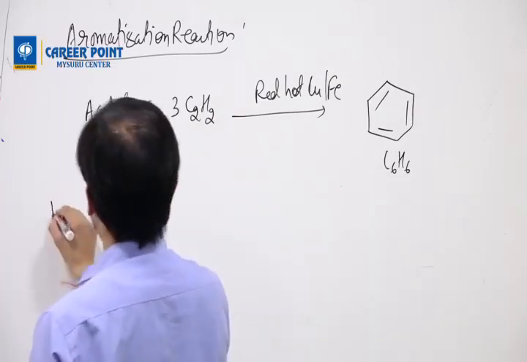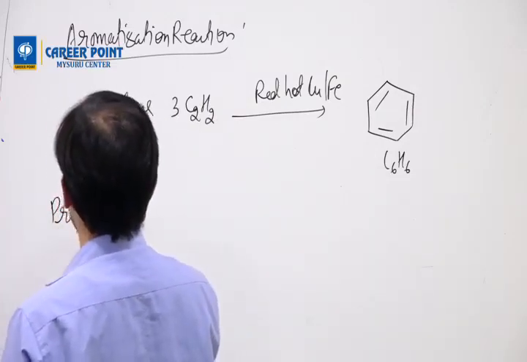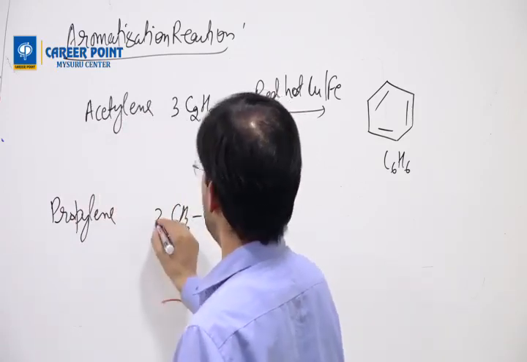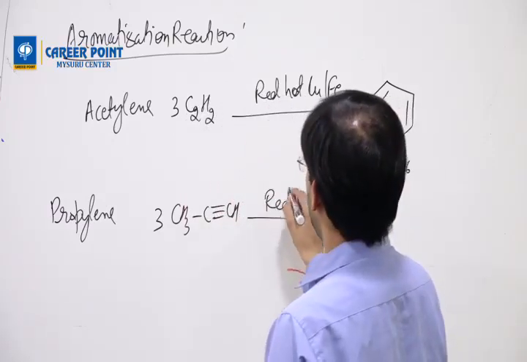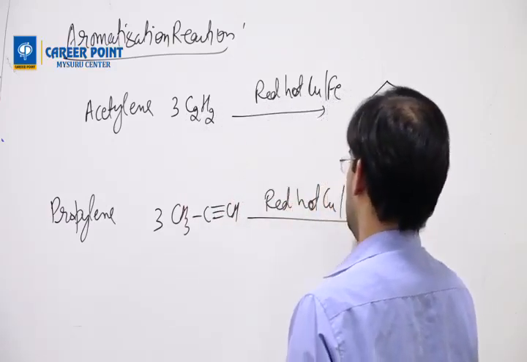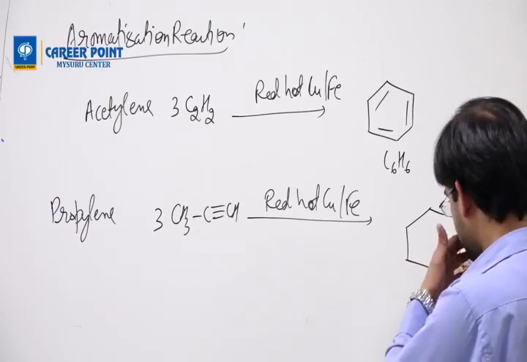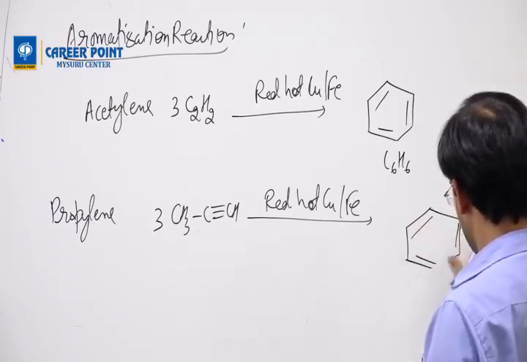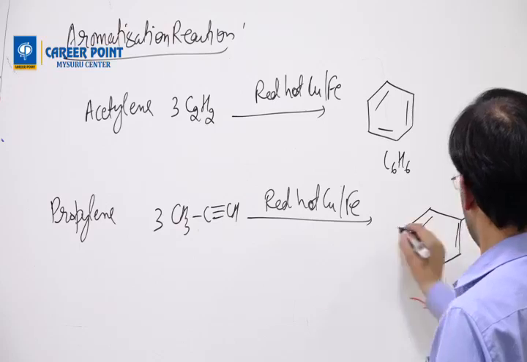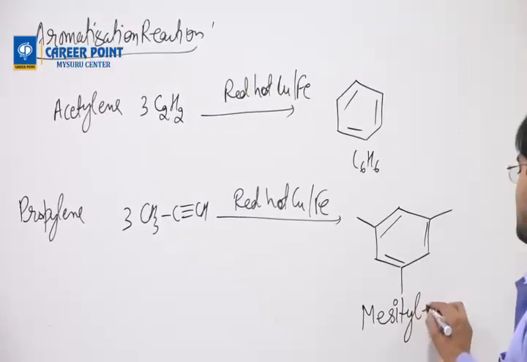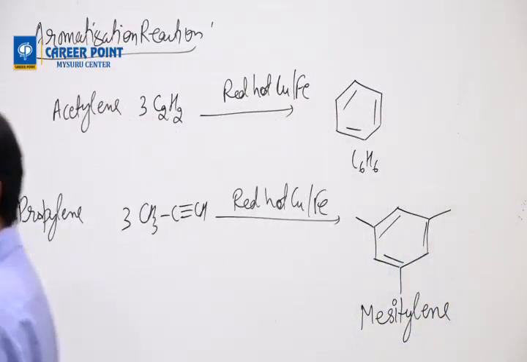But if you take propyne instead of acetylene, propyne is CH3-C≡CH. Here also you will take 3 moles, with red hot copper or iron. What you will get here is this compound. This is a benzene, but this is a tri-substituted benzene. Its name is known as mesitylene.